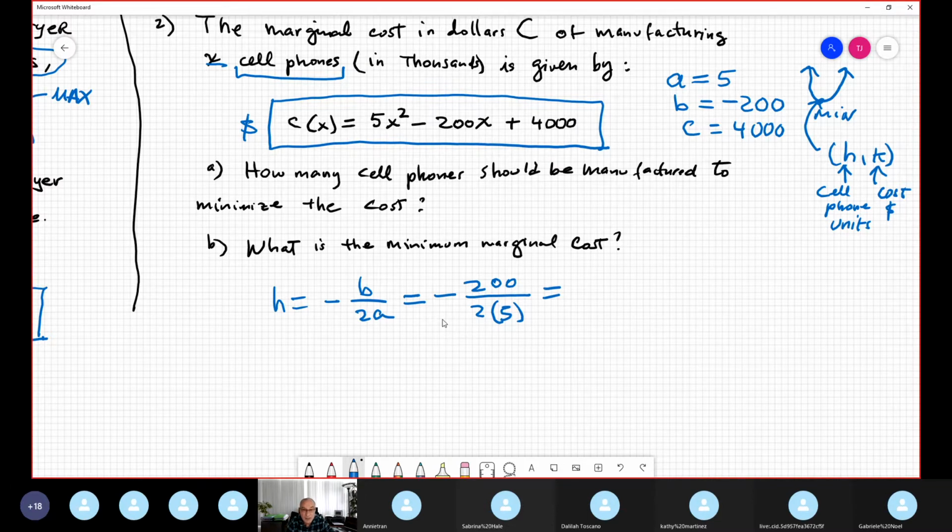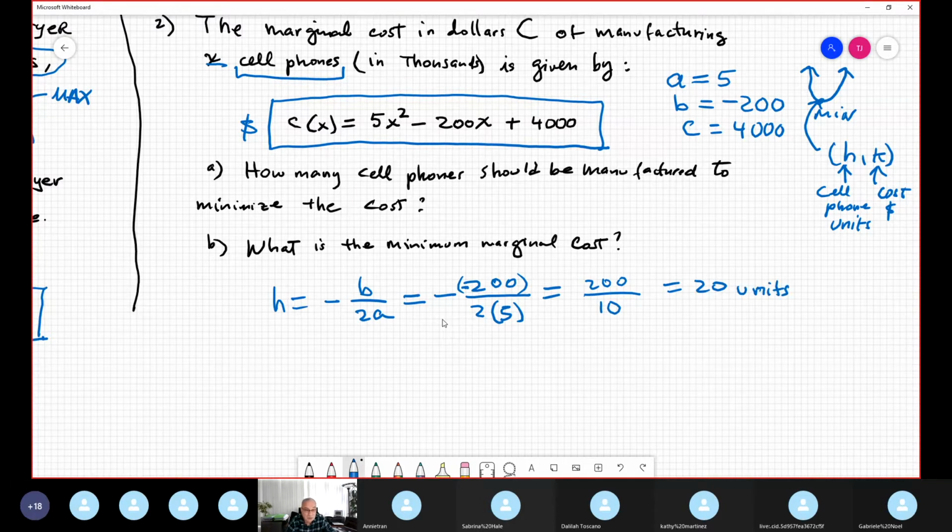wait, I forgot that B is negative. So we have a double minus, right? Double minus becomes positive. So it is positive 200. Positive 200 divided by 10, no? Which is 20. 20 units. 20 is cell phones.